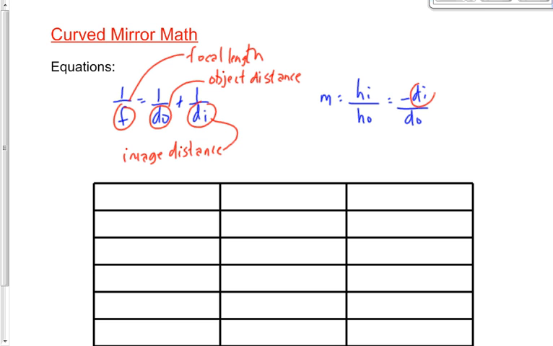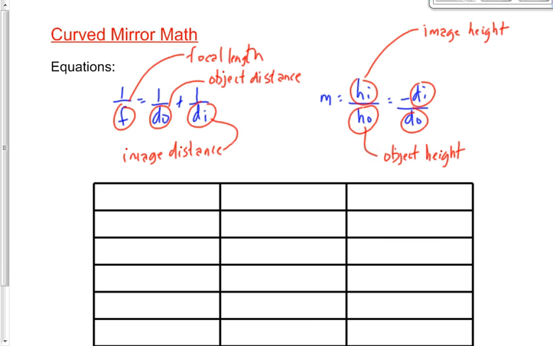We've already identified these. hI is the image height, how tall the image is. hO is the object height, how tall the object is. And finally, m, which we're going to circle in a different color, and you'll see why in a minute. m stands for the magnification. The magnification is how high the image is relative to the object. So in other words, if you have a magnification of 5, then that means the image is 5 times bigger than the object.